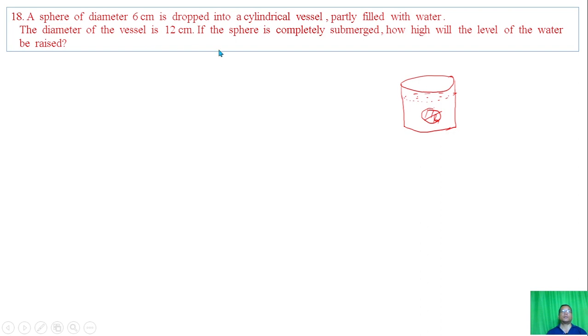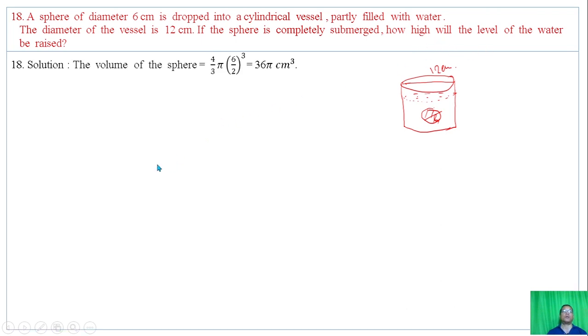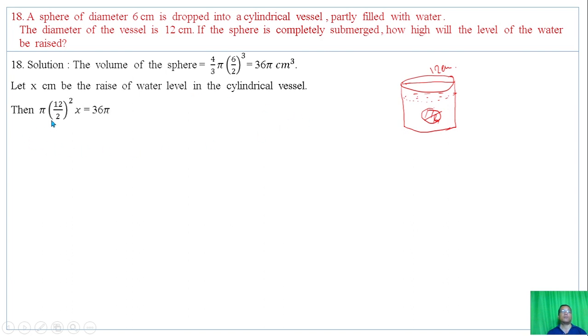The diameter of the basin is 12 centimeter. If the sphere is completely submerged, find how high the level of the water will be raised. The volume of the sphere is 4 by 3 pi r cube. Let x centimeter be the rise of the water level in the cylindrical basin. Then volume of the cylinder is equal to volume of the sphere.